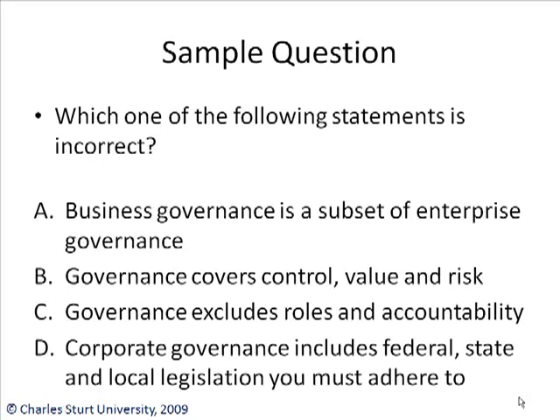Yeah, it's time for a sample question. Hey, which one of the following statements is incorrect? Answer A. Business governance is a subset of enterprise governance. Answer B. Governance covers control, value and risk. Answer C. Governance excludes roles and accountability. Answer D. Corporate governance includes federal, state and local legislation you must adhere to. I'll give you a couple of seconds to think about the answer and then we'll move on.